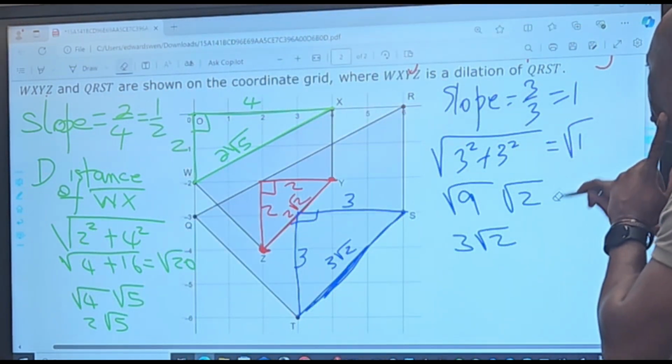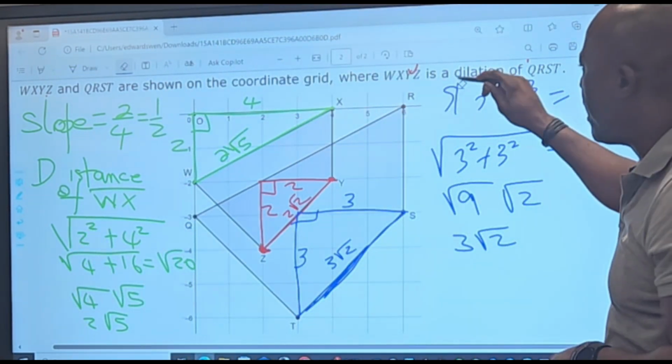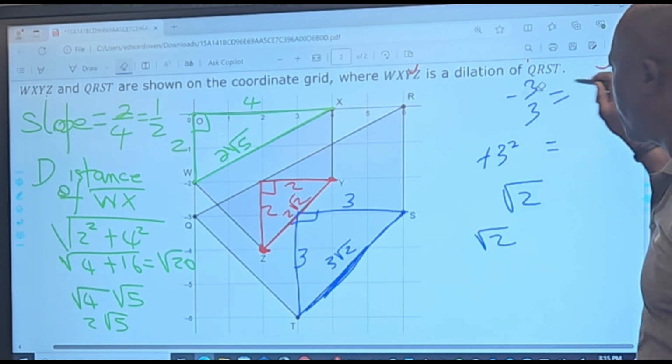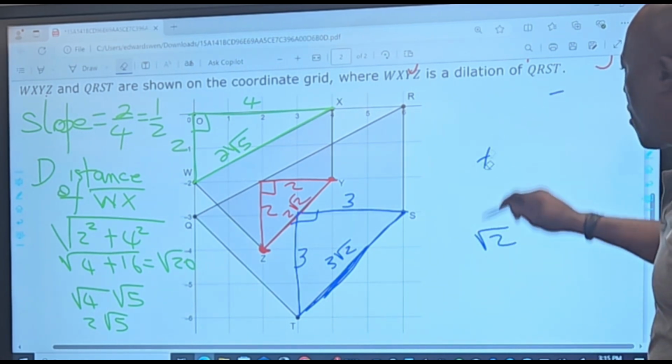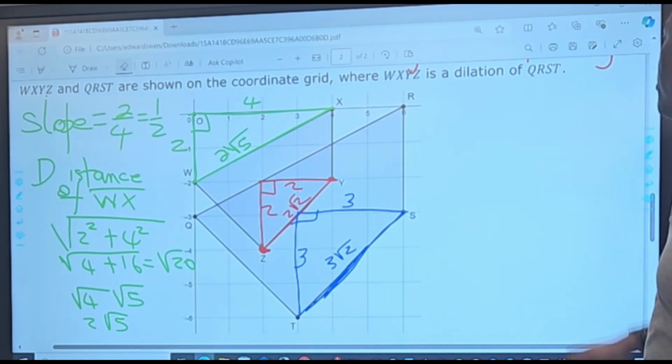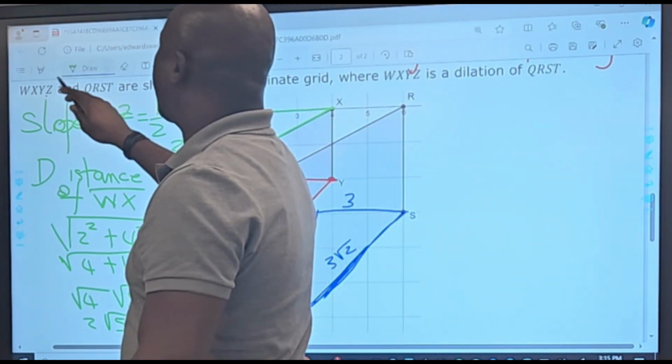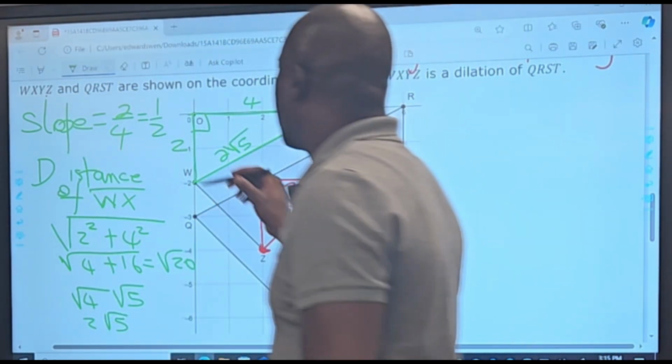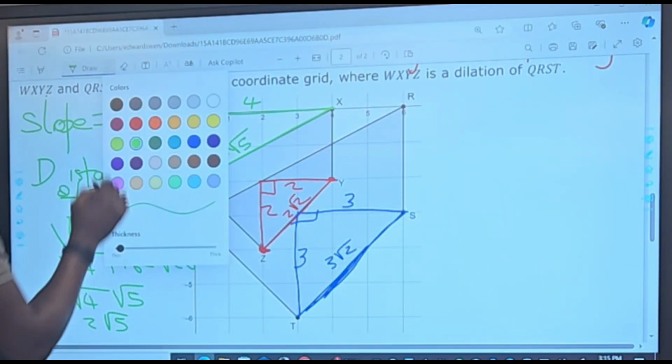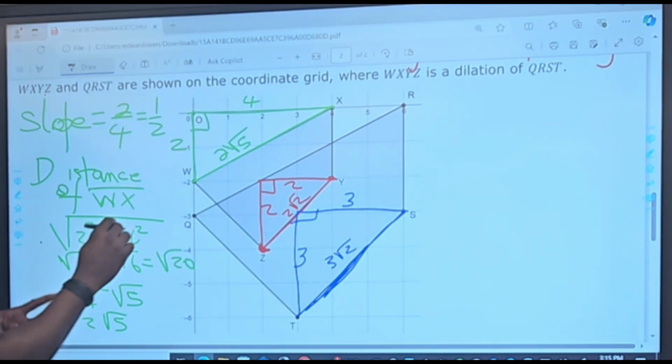Make sure we're taking that down. Is there any question relating to that? Or it's clear? Alright. Alright, so let us take a look at the other one. It's QR. Let's go purple. QR in purple. Right here.